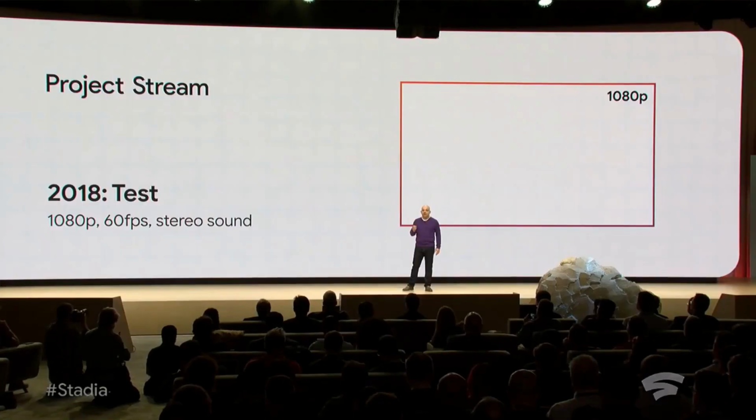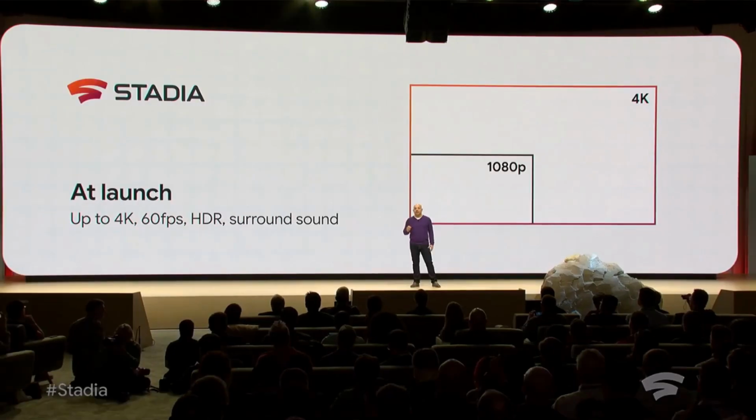So going back to the previous point about Project Stream, Majd here is showing that when we did the original test, and I say we because I participated in it as one of the beta testers, we were getting 1080p 60 frames per second with stereo sound, which I can attest to because I tested it, and it ran incredibly well. Stadia at launch is going to have up to 4K 60 frames per second HDR, right, and surround sound.